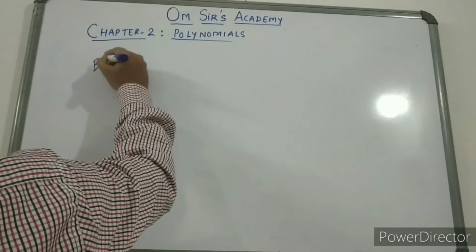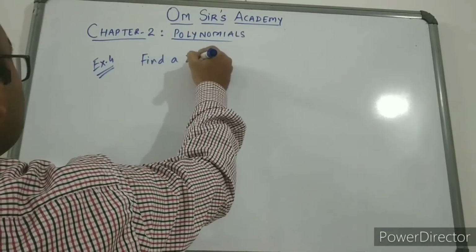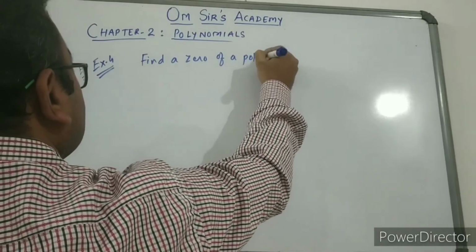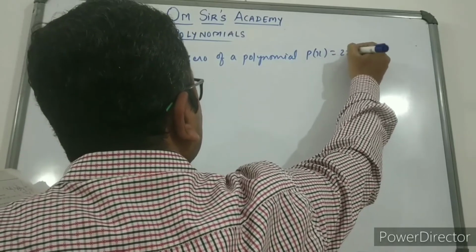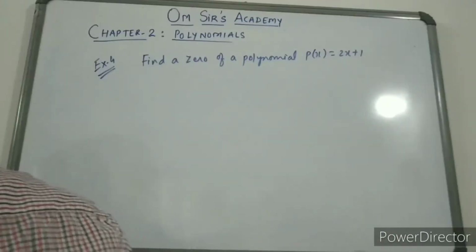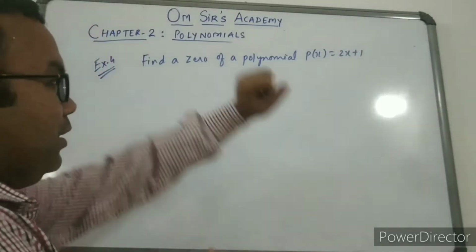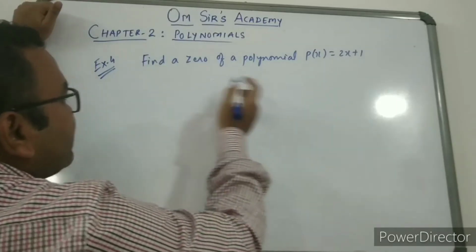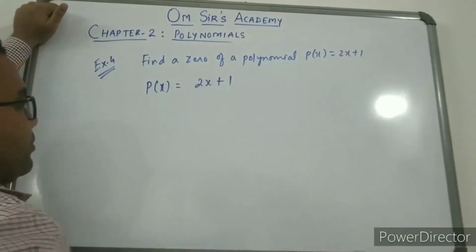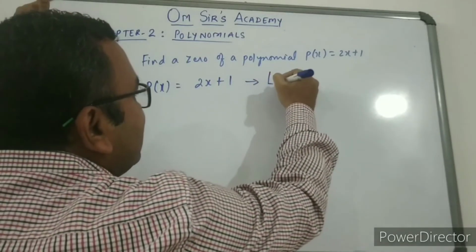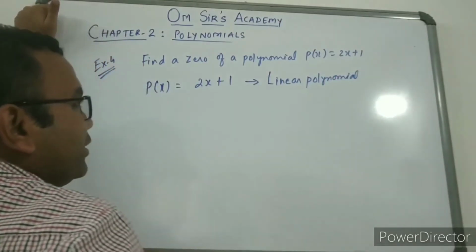Example number 4. Find the 0 of the polynomial p of x is equal to 2x plus 1. So here we are given the polynomial and we are asked to find the 0 of the polynomial. So friends, this is a new thing. How will we find the 0 of a polynomial? So first of all, let us check which type of polynomial it is. 2x plus 1. This is a linear polynomial. So it is very easy to find a 0 in any linear polynomial.